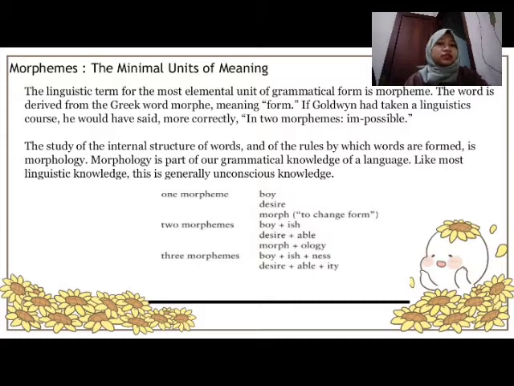Like most linguistic knowledge, this is generally unconscious knowledge. For the example of one morpheme, there are boy, desire, and morph. This is considered as one morpheme. And then there are also two morphemes, like boy plus s becomes boys, and desire plus able becomes desirable, and so on, like three morphemes, four morphemes, and more than four morphemes, which you can see on the page.